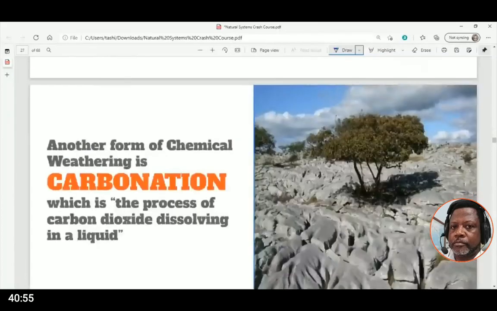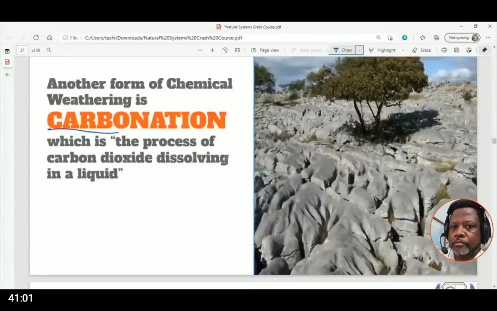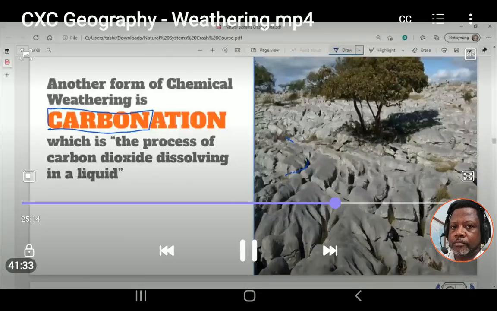Another form of chemical weathering is carbonation. So we can see the carbon in this one as well. Carbonation is the process of carbon dioxide dissolving in a liquid. So look at what we have here as well. Again, just like hydrolysis, it's not as if it affects all of the rock where everything is dissolved. It affects the part that it can affect, and it will leave the rest of it standing. So you will have all of these holes in this particular case here.